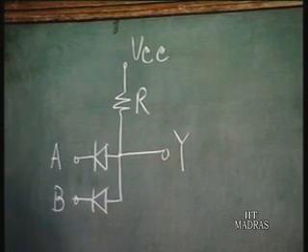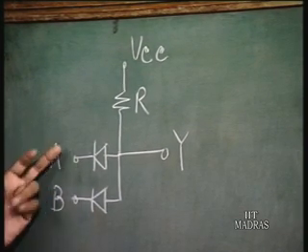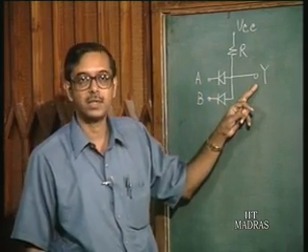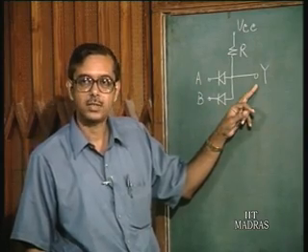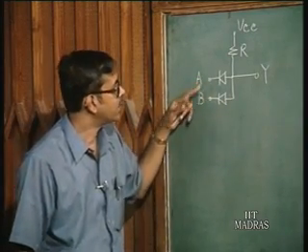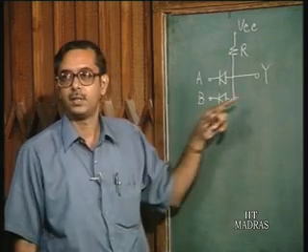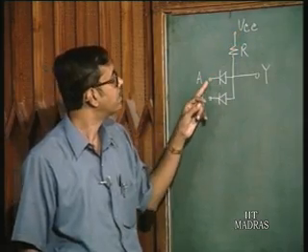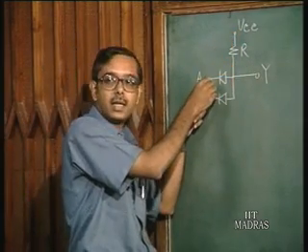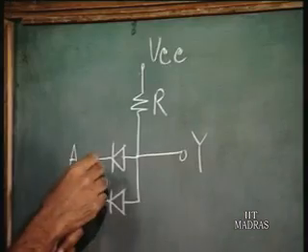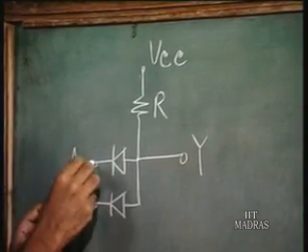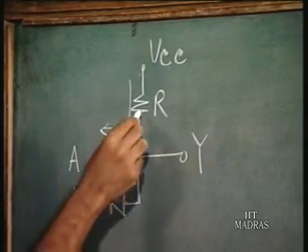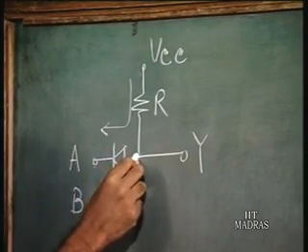That is, you have to look at it this way: suppose both the inputs are low, what is the state of the output? It is going to be low. Suppose one input is low and one input is high, what is the output? It is still going to be low, because if A is low, this particular diode is going to conduct, the current is going to flow, and this point is also going to be low.